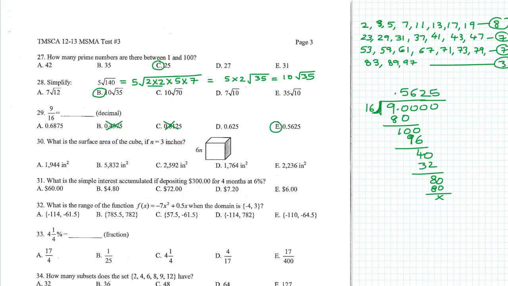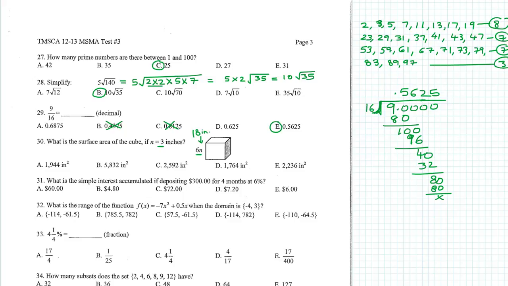Question 30. What is the surface area of the cube if n is equal to 3 inches? Now on this cube, each side is shown to be 6n. That means 6 times n. Now the value of n is given as 3 inches. That means each side of the cube is 6 times 3, which is 18 inches.